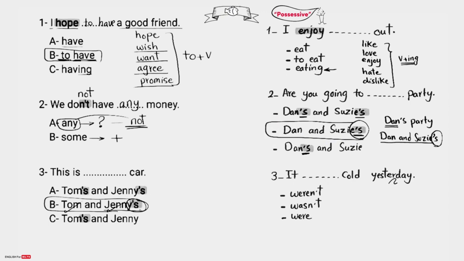It blank cold yesterday. Wearing, wasn't, were. So we have was and were. Was comes with I, he, she, it. Were comes with they, we, you. The sentence starts with it, and it takes was. And this is was in the negative form, wasn't. So this is the answer.